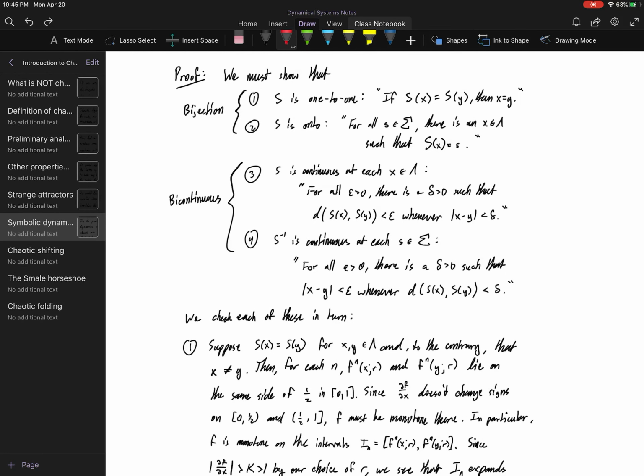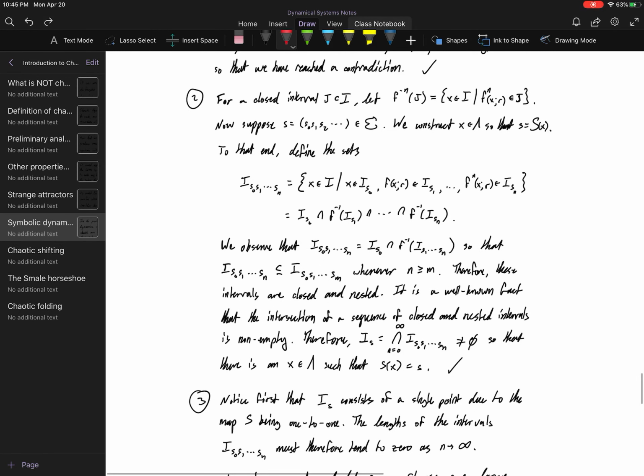I'll show it back on the screen real quick so you can pause if you want to. That's what we have to show. So for a closed interval J sitting inside of I, and I here is going to be from 0 to 1, I equals 0 to 1. So we're going to go ahead and let f to the minus n of J denote the pre-image of this. It's going to be all the elements whose nth iterate lands in J. So this is the nth pre-image of the interval J.